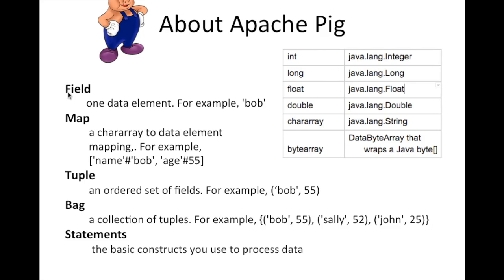The data model is based on a field, which is one data element, for instance Bob; a map, which is a name associated to a data element, for instance name Bob, age 55; a tuple, which is an ordered set of fields, for instance Bob, 55; and a bag, which is a collection of tuples, for instance Bob, Sally, John with their ages. And finally we have the statements used for making the queries, for instance select statements, join statements or load statements, etc. So let's go to the exercise.